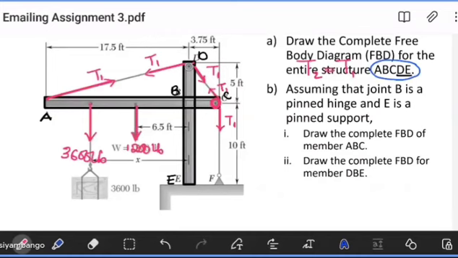The only thing that we are now left with is point E down here, because at point E, we are also seeing a support.